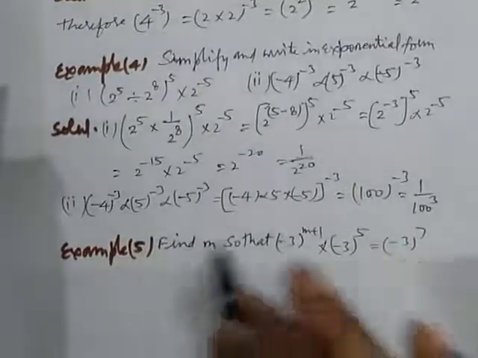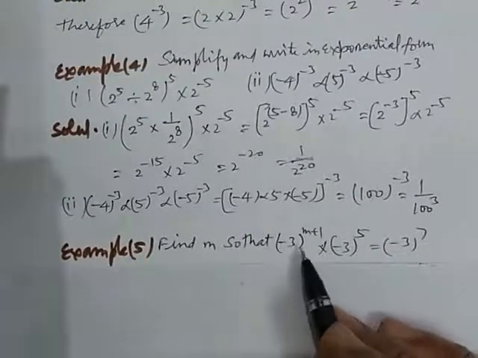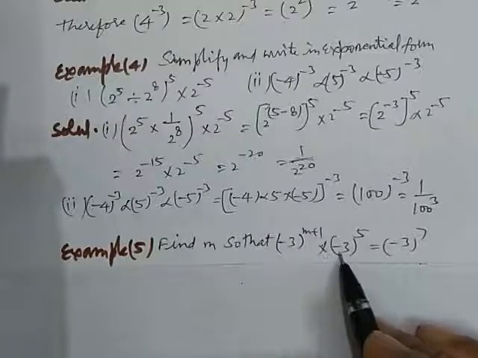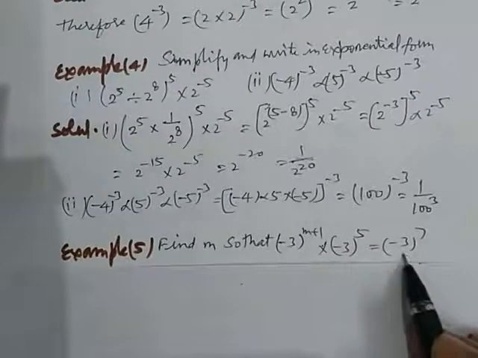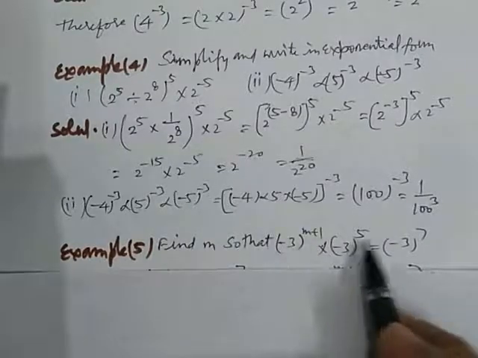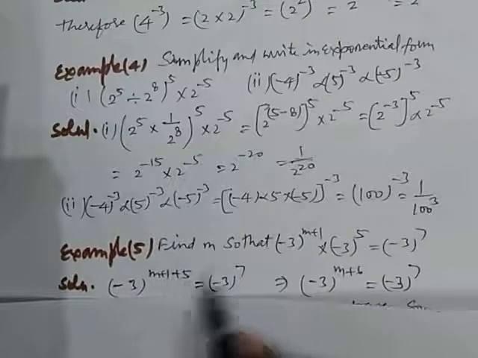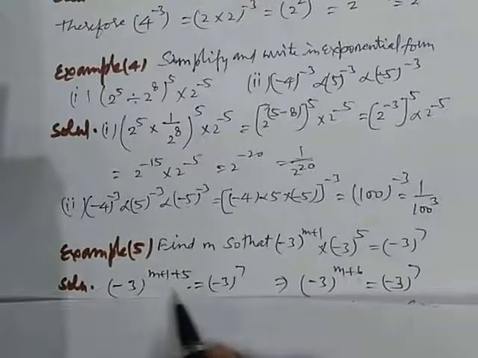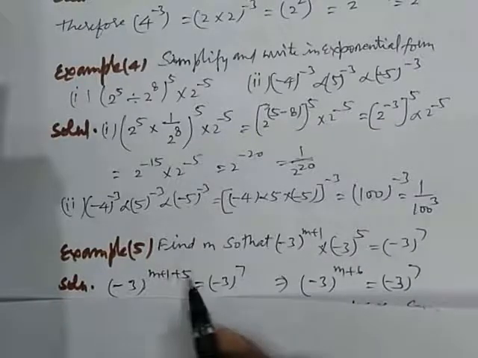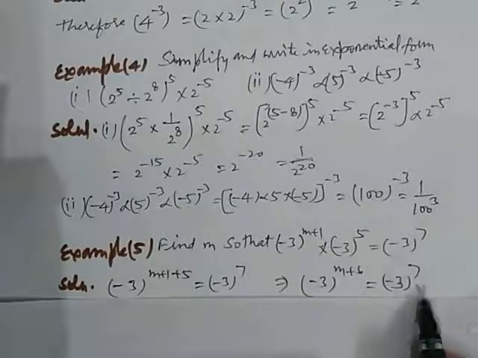Now the next example. Find the value of m so that minus 3 raised to the power m plus 1 into minus 3 raised to the power 5 equals minus 3 raised to the power 7. So first the bases are same, so powers are adding. So we add: minus 3 raised to the power m plus 1 plus 5. So this becomes minus 3 power m plus 6, 5 plus 1 is 6. And here minus 3 raised to the power 7, same.